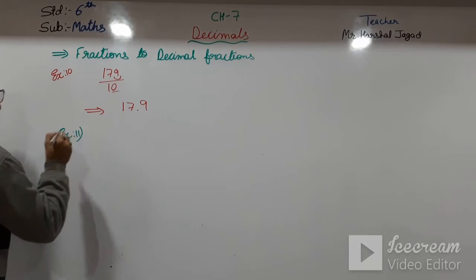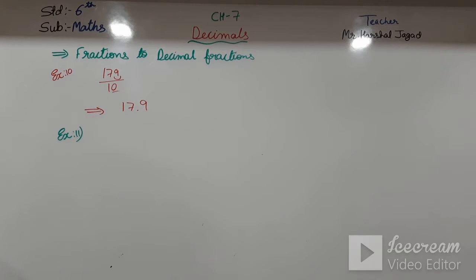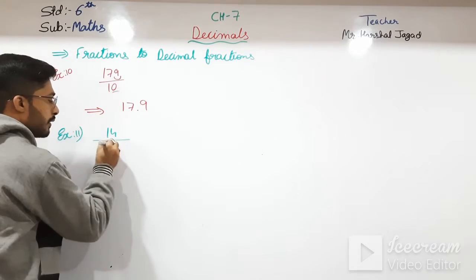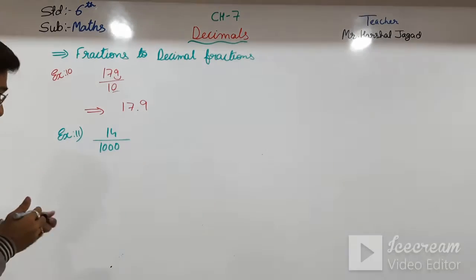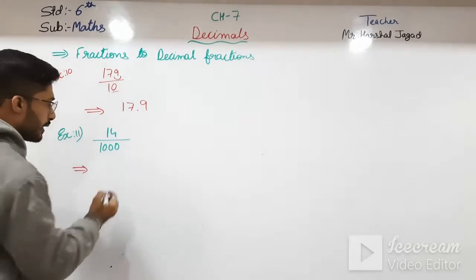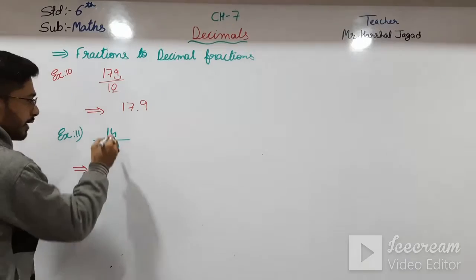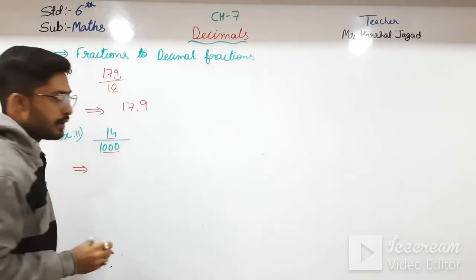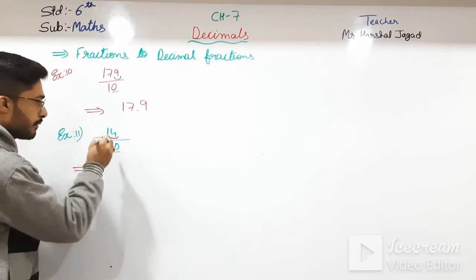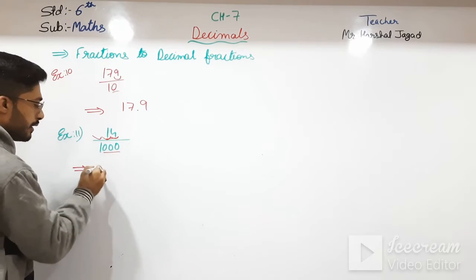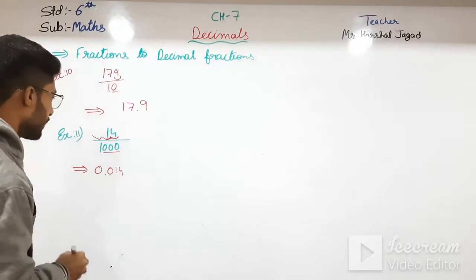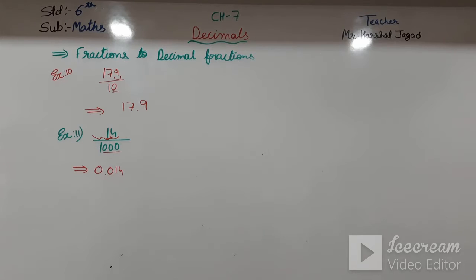Then another example, example number 11, that is 14 upon 1000. Here there are 3 zeros, but there are only 2 digits. Then what we have to do, we have to add a 0. That is first jump, second and third. So 0.014 is our answer.